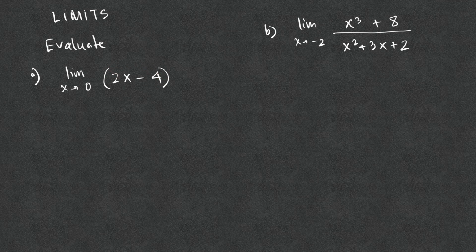And so to find the limit, we simply evaluate the function: 2 times 0 minus 4, which is negative 2. And so the limit is negative 2.